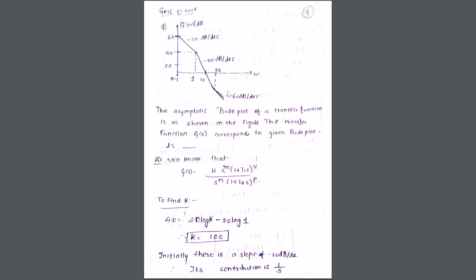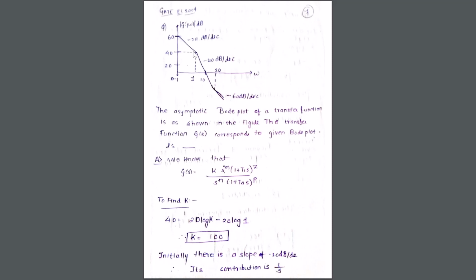Next thing is, since I have minus 20 dB slope initially. If you see in the last question, before the flat curve, there was no slope. But here, before the flat curve, I have a slope of minus 20. Since it's minus 20, I will have a pole, that is 1 by s.